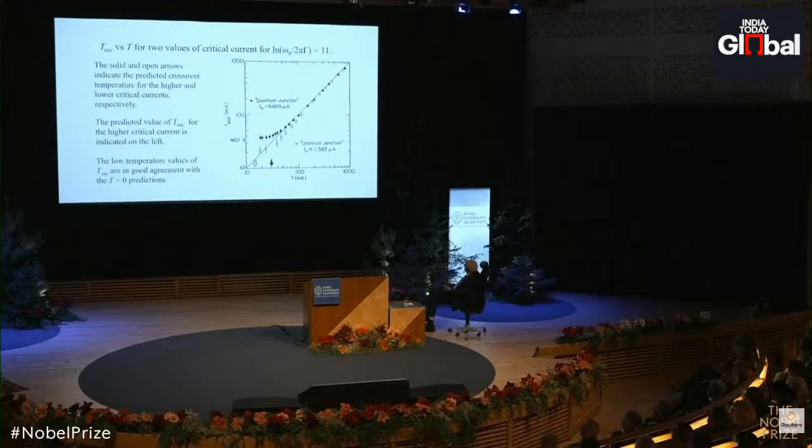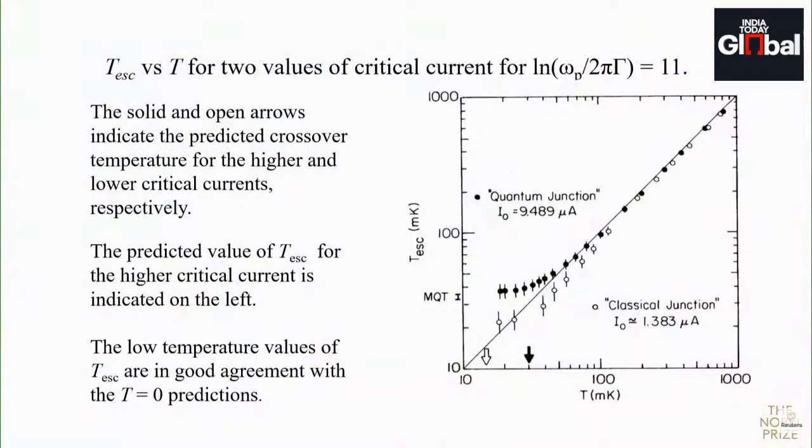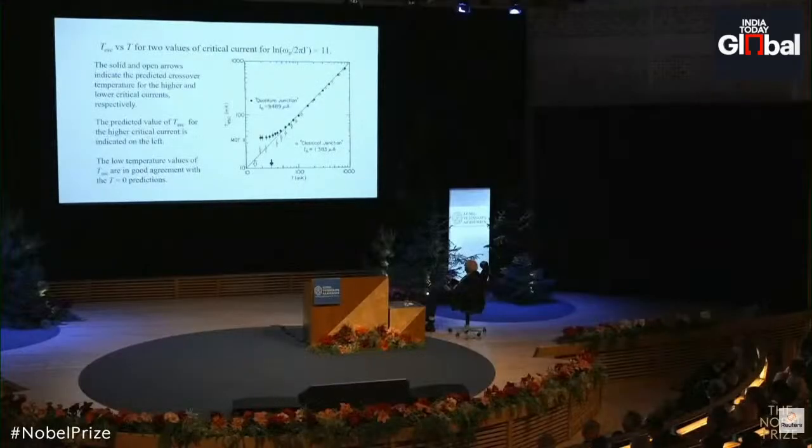Well, here's another plot which you also saw a little while ago. And this is T escape versus temperature for two values of critical current. And there is the so-called quantum junction, which has a relatively high critical current.